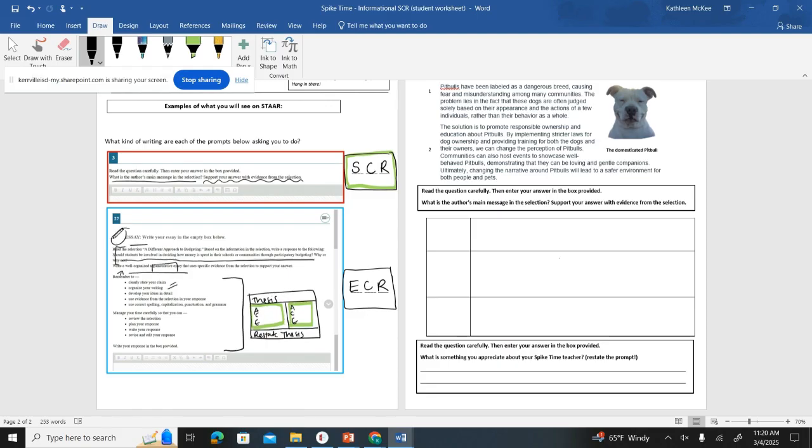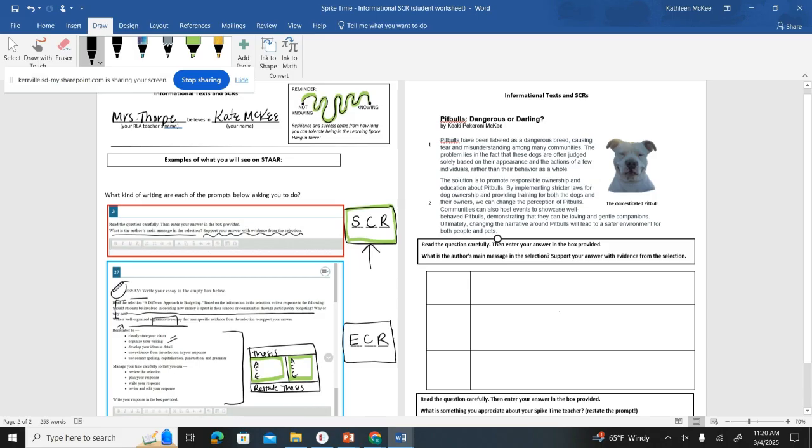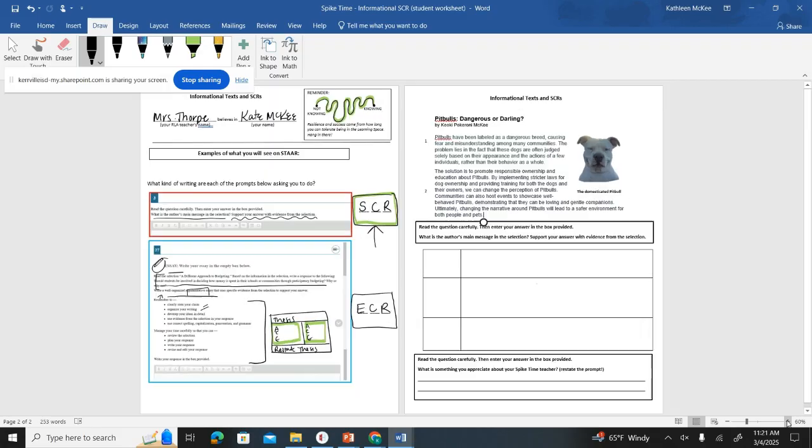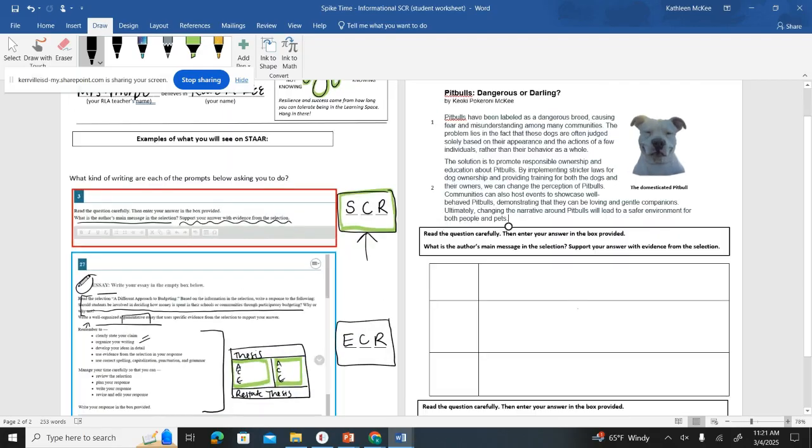But today we're going to do a little bit easier of a skill, and we're going to look at the SCR. So I'd like you to flip your paper over to the back, and you're going to see this page right here. It says pit bulls, dangerous or darling. Okay, so what we're going to do is, let me zoom in, sorry.